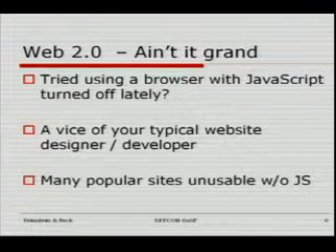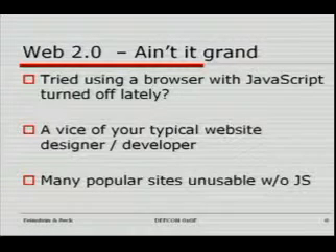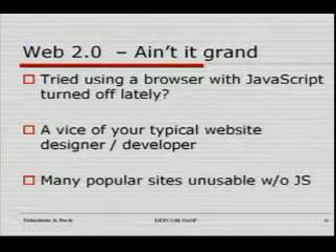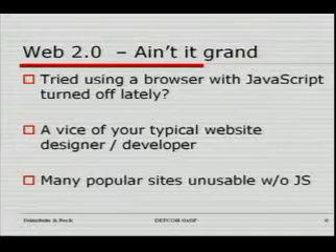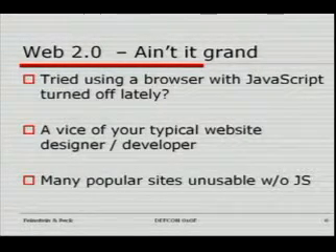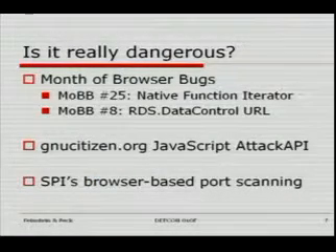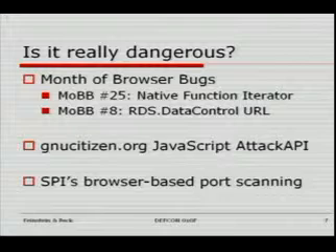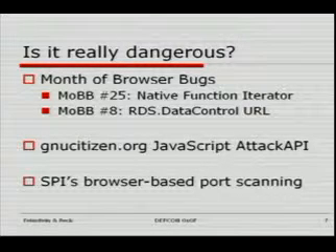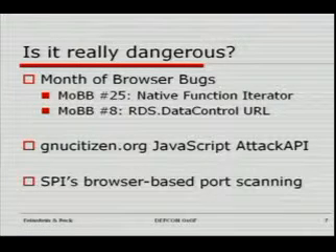Continuing on with many popular sites, try MySpace, try YouTube, try any number of other sites. They're pretty much unusable. It's a staple of the web, and it's here to stay, and it's only going to get more and more involved in our daily web surfing and browsing habits. Is it really that dangerous? We get this question a lot in regards to JavaScript. Is it all theoretical? Is it things that are just out there but not really being exploited?